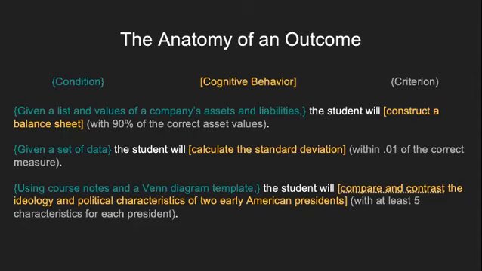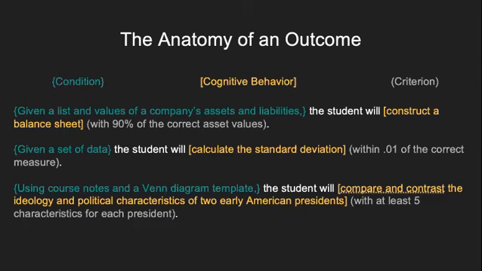Let's look at another one. Given a set of data, the student will calculate the standard deviation within 0.01 of the correct measure. Again, we've got a condition. So we're going to set the condition, the learning and the assessment condition. Given a set of data, we're going to give them data. The student will, that's our student focused, student centered. Calculate, that's our Bloom's verb, right? The standard deviation, and then within 0.01 of the correct measure. That's how we know whether the student has mastered the outcome.